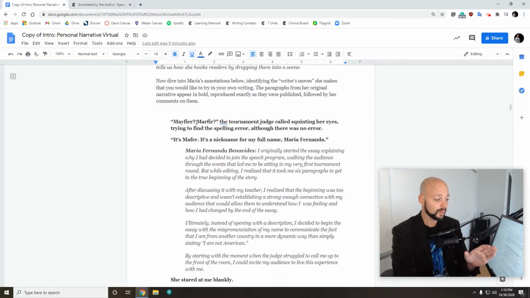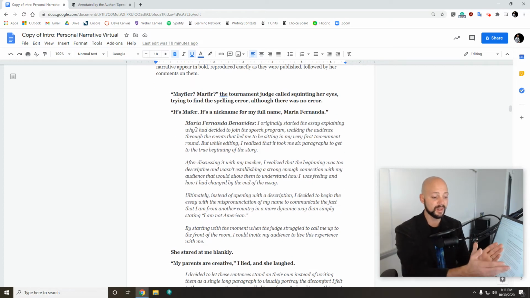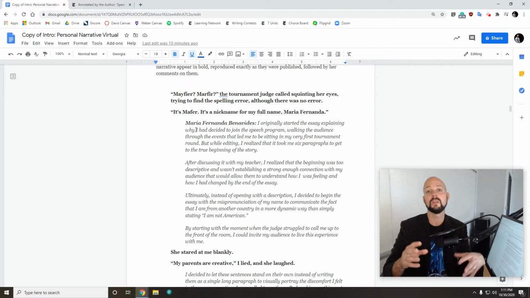On the bold more to the left, you are going to get Maria's original text that you just read previously. So skim that, just remember what you read. And then on the right, the italicized part, Maria is going to explain her writing choices. She's going to tell you, here's what I was thinking, here's what I struggled with, here's the ultimate decision that I made, and here's why I made it.